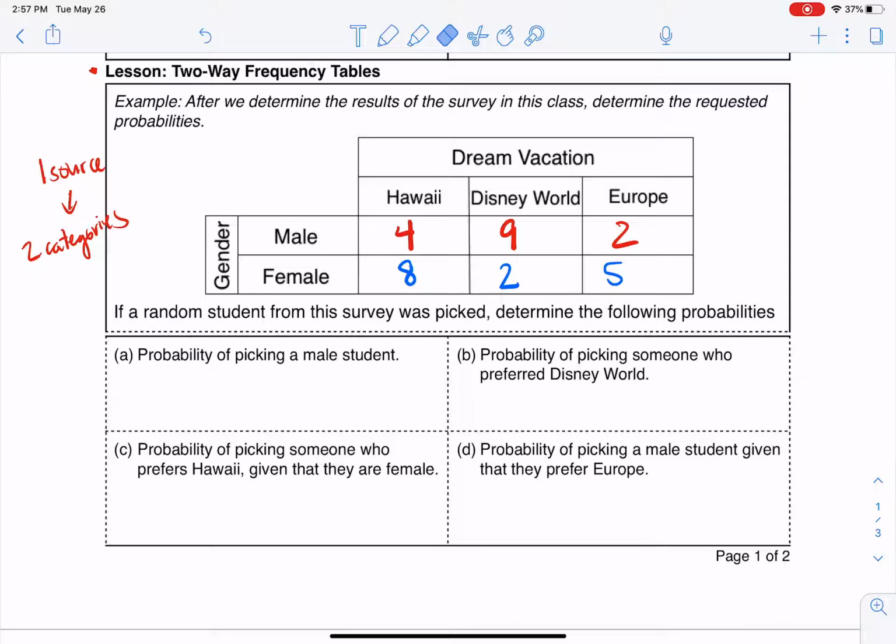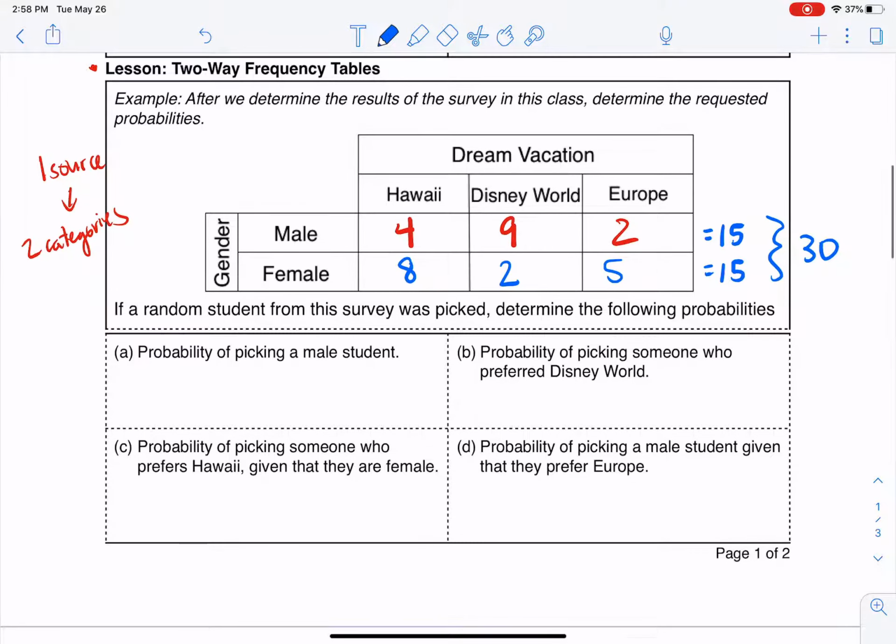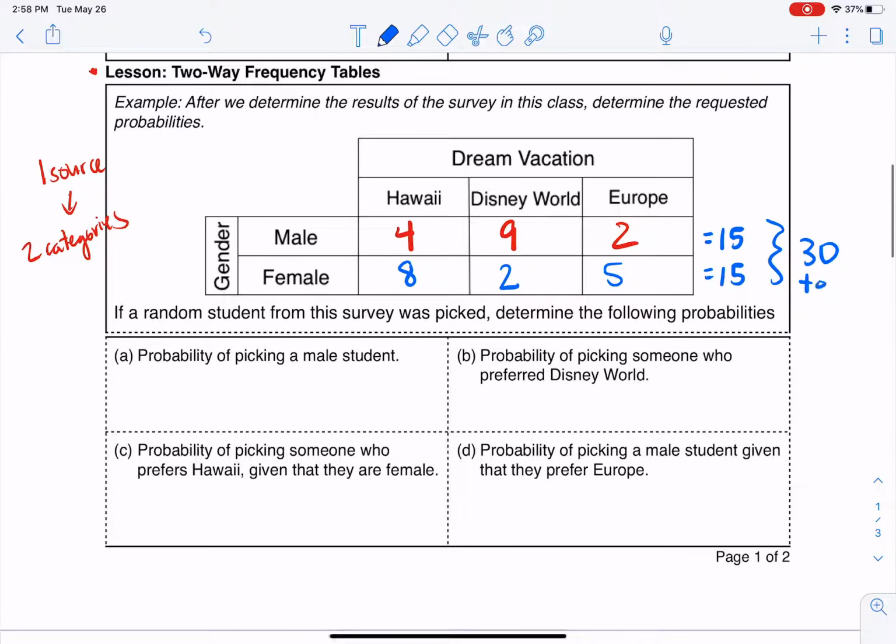Okay, so we're asked to, using this survey, determine the following probabilities. First, what's the probability of picking a male student? Well, we know there's 15 male students and 15 female students. Altogether, that's 30 students. So the probability of picking a male student would be 15 out of 30, or 1/2.